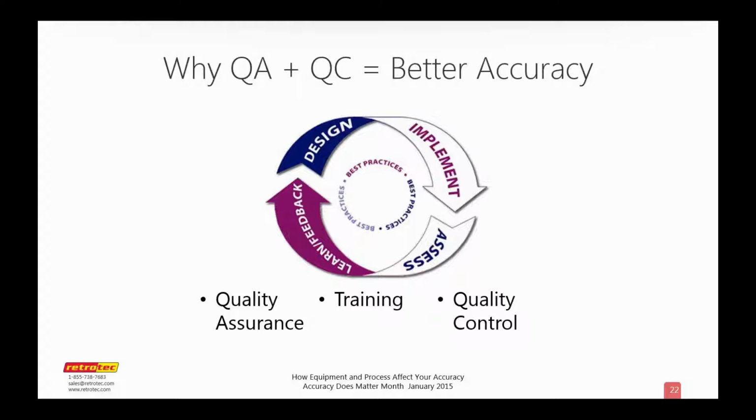So we talked about QA and QC and how that equals better accuracy, but up to this point we have really concentrated on the equipment. So let's talk quickly about the people and the process. That's what quality assurance and quality control is. Training is in the middle, because you can't have these two without it connecting them. Quality assurance is a plan.